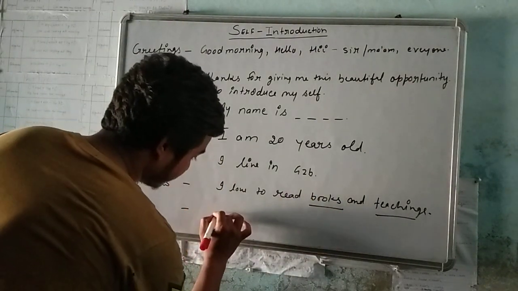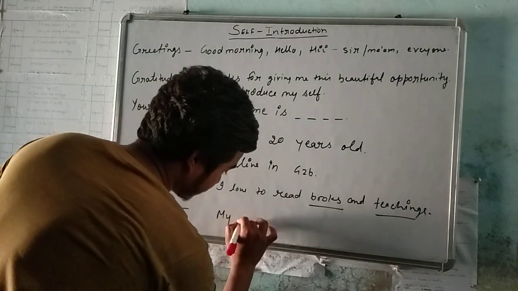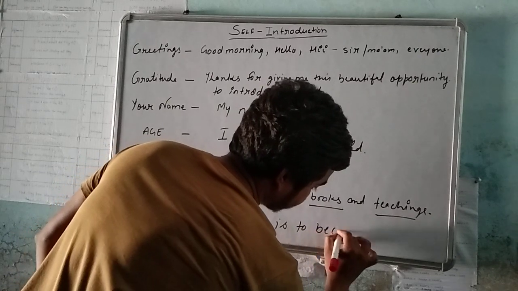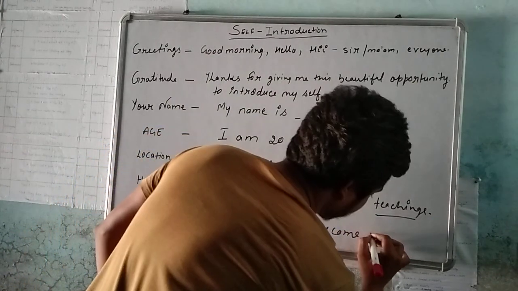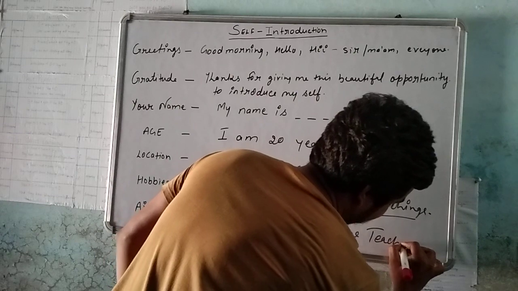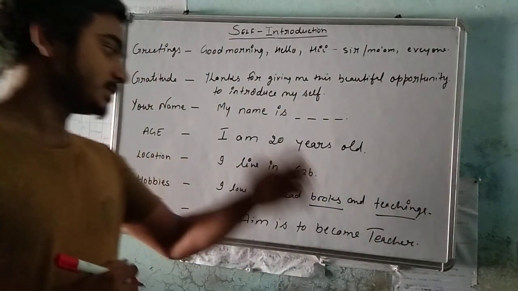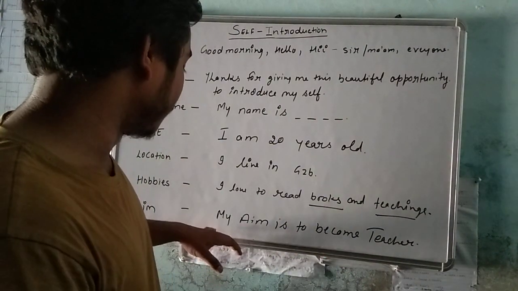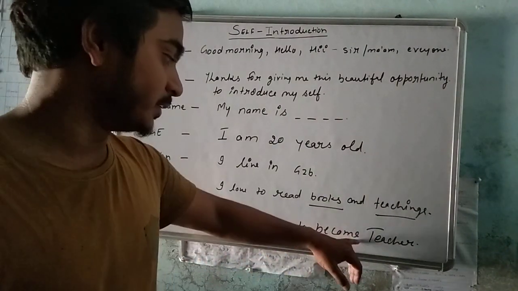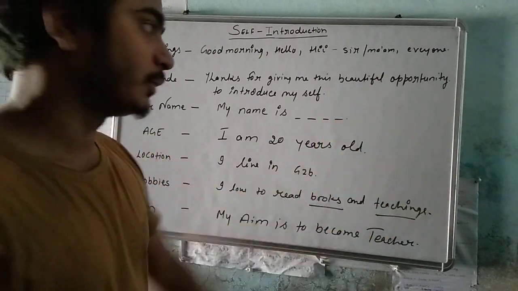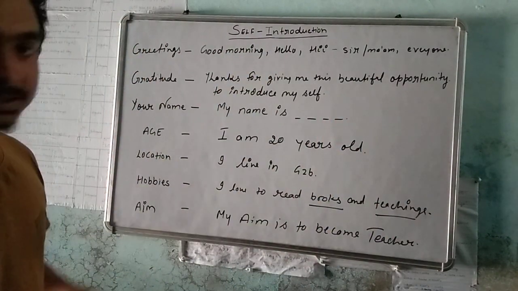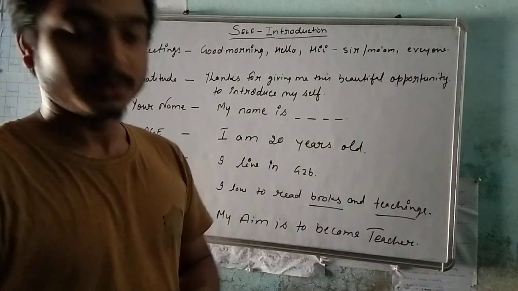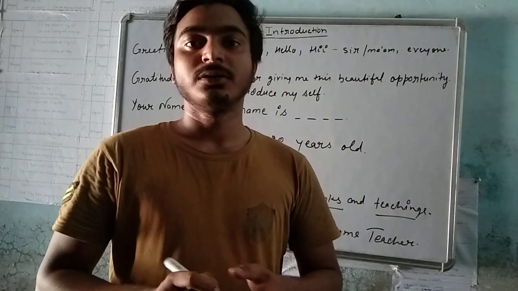Write down your aim last. My aim is to become teacher. This is about my aim. So whatever your aim is, write it down at the last. My aim is to become teacher or doctor, engineer or whatever you want to become. So this is a structure, beautiful structure. Through this you can impress anyone.